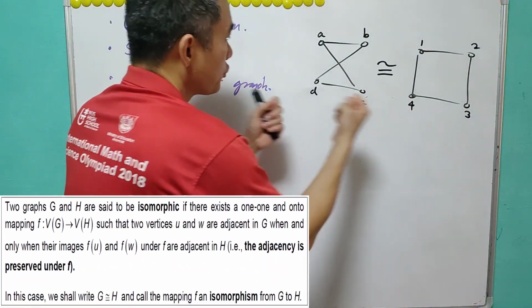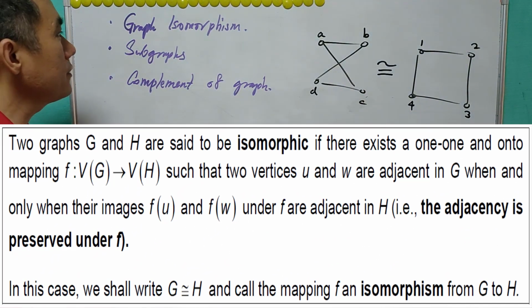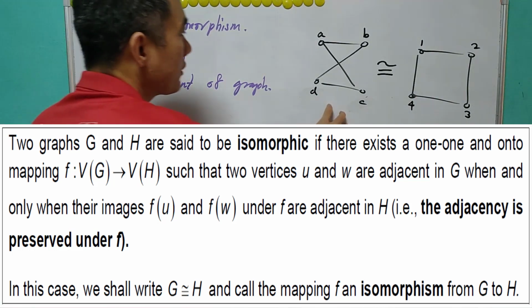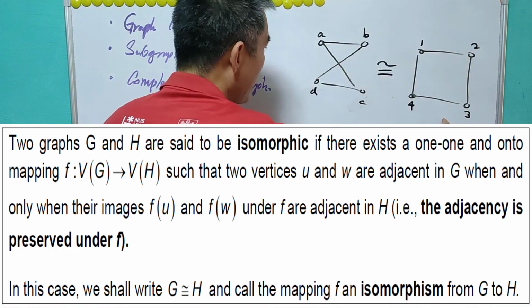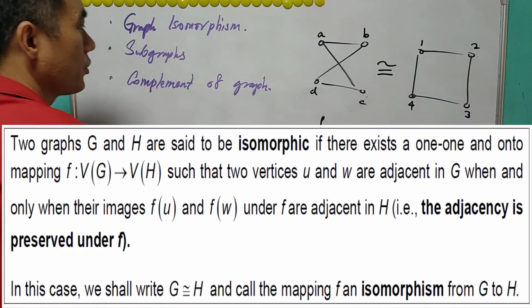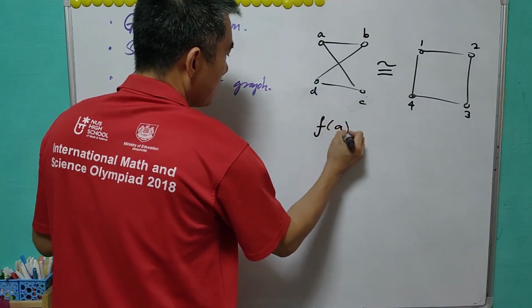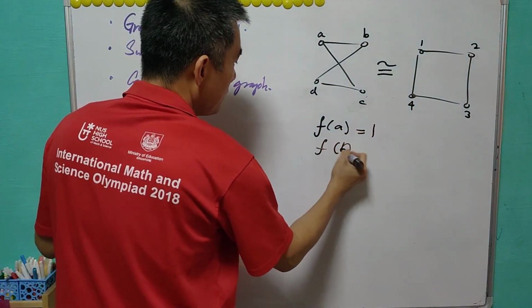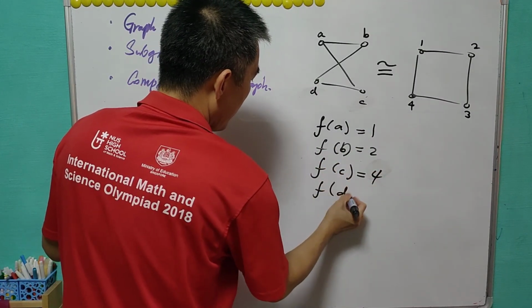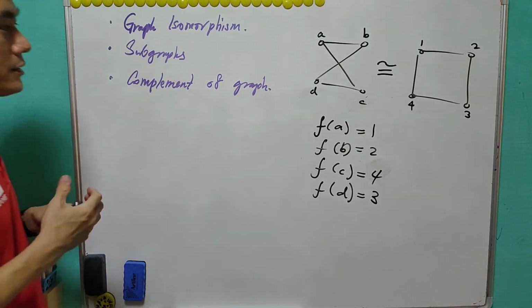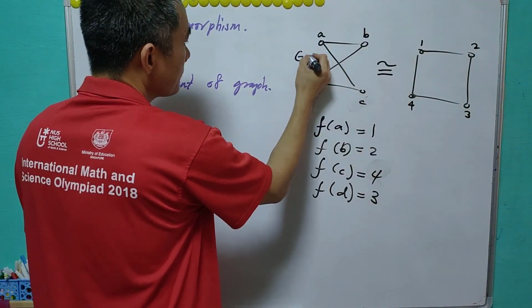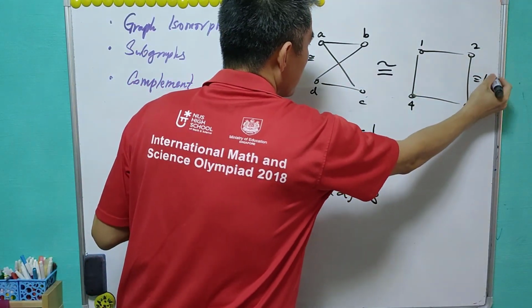Whenever two graphs are isomorphic, then we are able to find an isomorphism that maps the vertices from one graph to the vertices of another graph so that the adjacency of the graph is preserved. So if the mapping maps A to 1, B to 2, C to 4, and D to 3, then we see that this is actually an isomorphism from this graph G to this graph H.